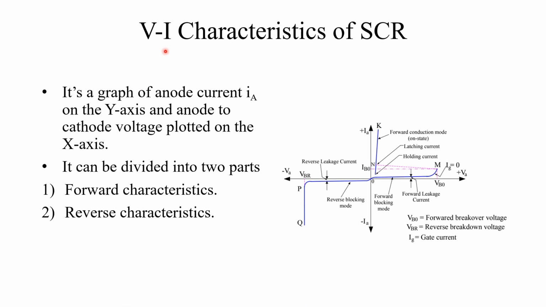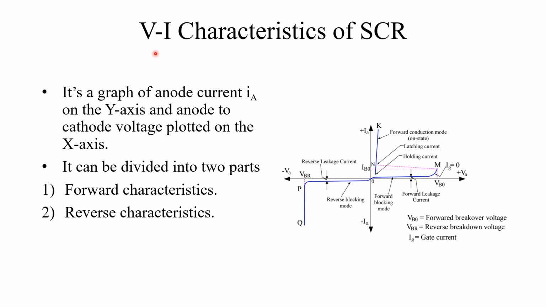Hey everyone, in this tutorial we'll be discussing the VI characteristics of SCR. It's a graph of anode current IA on the y-axis and anode to cathode voltage plotted on the x-axis. It can be divided into two parts. First, forward characteristics, second, reverse characteristics.